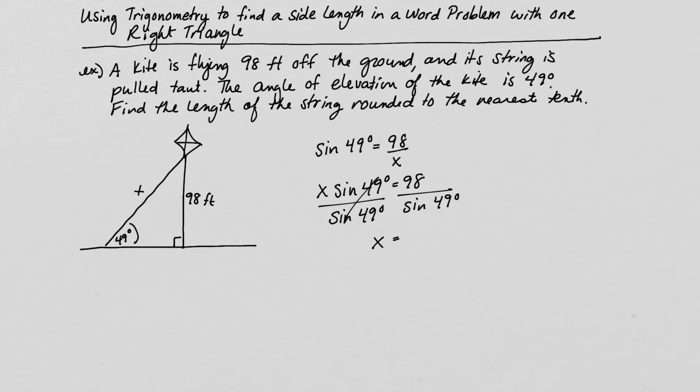So x is going to be, so we just have to divide that out here. So if I do that, we have 129.85 and we want to round to the nearest tenth, so it's about 129.9 feet off the ground, or of length of string. So let's try another one.